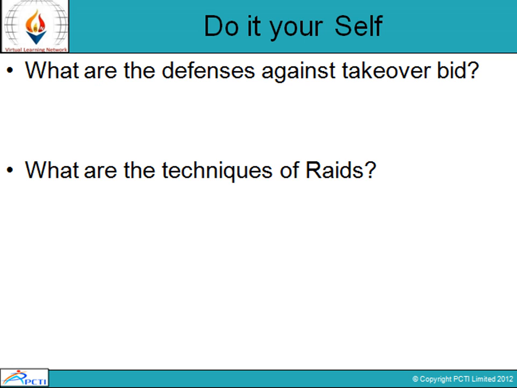There are two exercises for you. What are the defenses against a takeover bid, and what are the techniques of it?